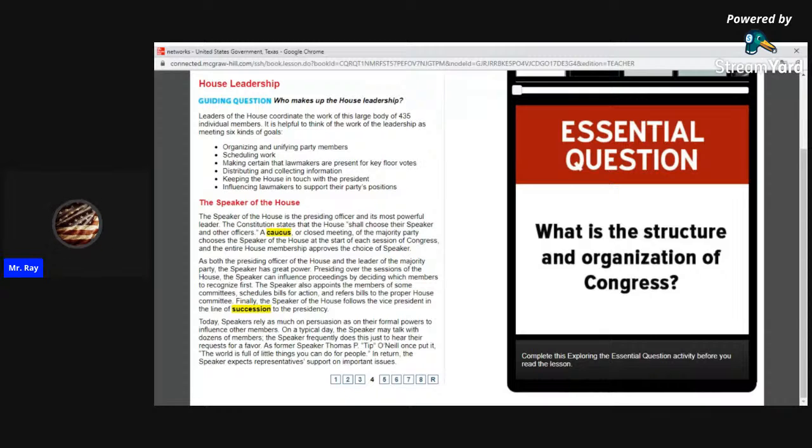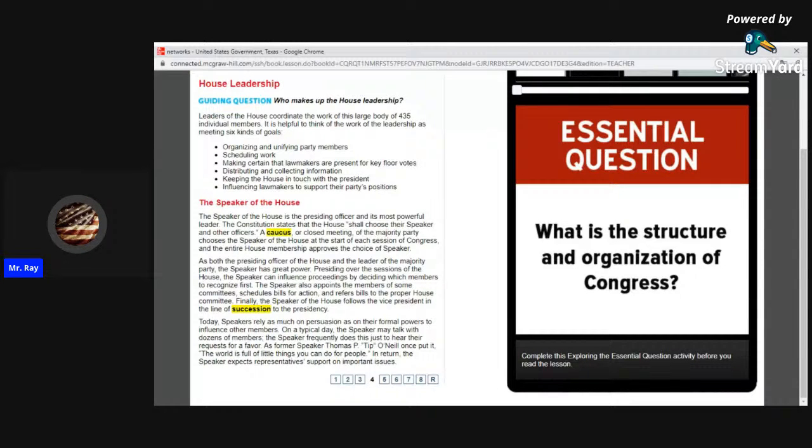So we're going to start with the speaker. This is the most powerful leader. What are the speaker's responsibilities? Okay, first, they're chosen in a caucus. It's a closed meeting. So all the leaders of the majority power party will get together and decide who is going to be our voice, who's going to be our leader. Okay, Nancy Pelosi at the moment is the one for the Democrats.